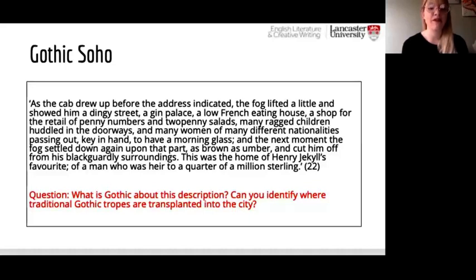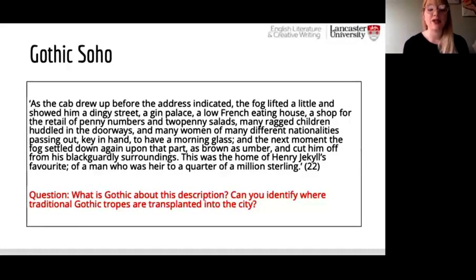And the next moment, the fog settled down again upon that part, as brown as umber, and cut him off from his blackguardly surroundings. This was the home of Henry Jekyll's favourite, of a man who was an heir to £250,000 sterling.